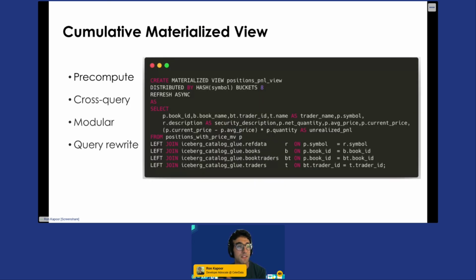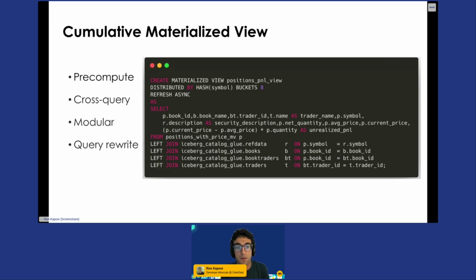And then we get to this cumulative materialized view where we have our positions and P&L in one panel. Here I'm selecting my books and my descriptions, joining everything together, a high-level overview. And I'm calculating that unrealized P&L, right? This is the final view. I've combined all the things together.